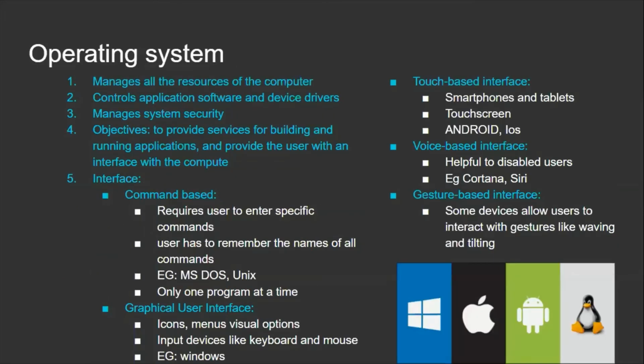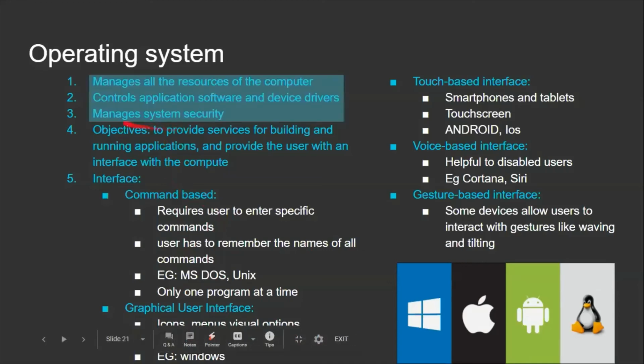Okay, now we have the operating system. So what is the operating system essentially? It manages all the resources of the computer. It controls application software and device drivers, and it manages system security. These are the three key functions of the operating system. Let me just highlight that.